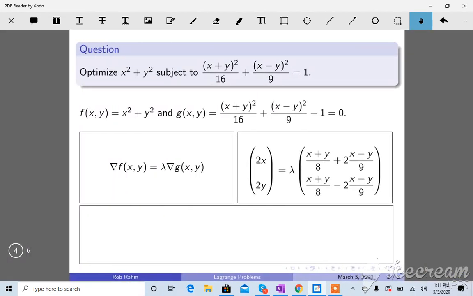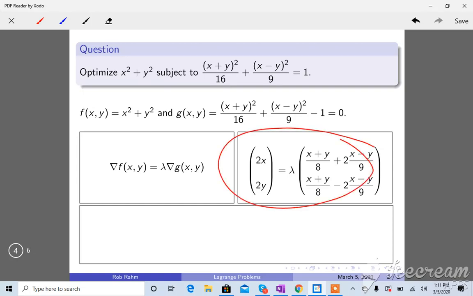Okay, so the first step of Lagrange multipliers is to set the gradient of f equal to lambda times the gradient of g. Once you figure out what f is, the next step is to set the gradient of f equal to lambda times the gradient of g. And in this problem, this is what you get here.